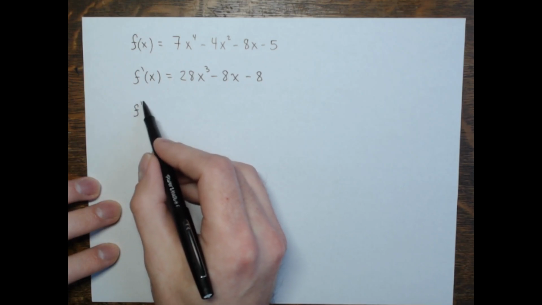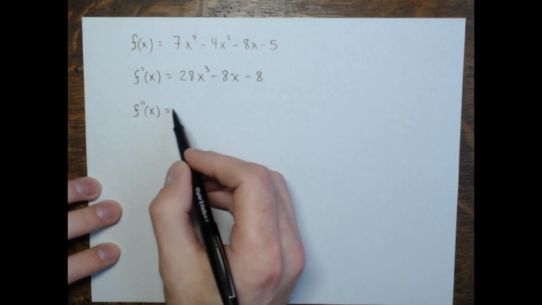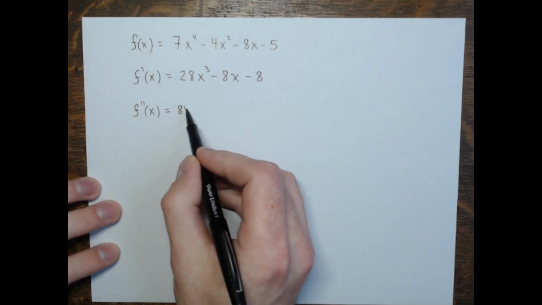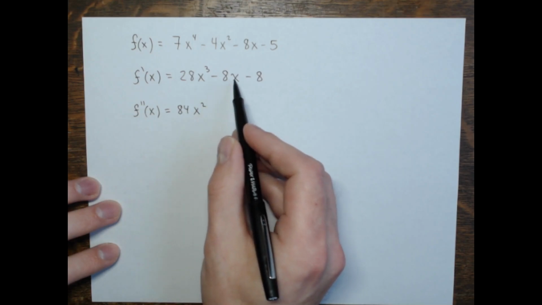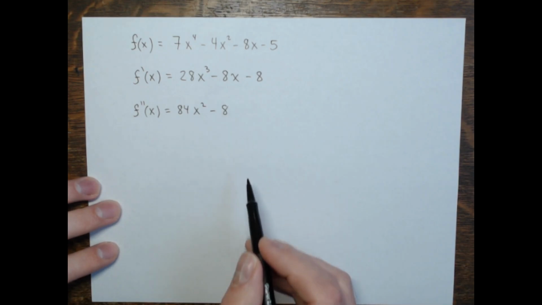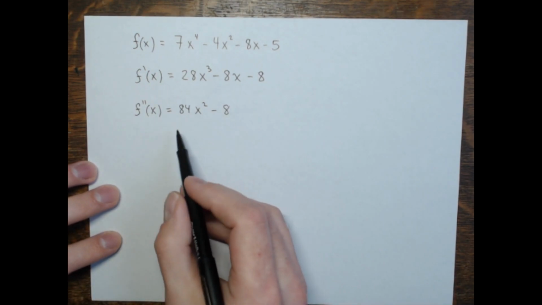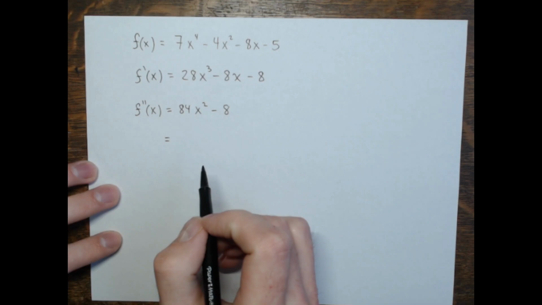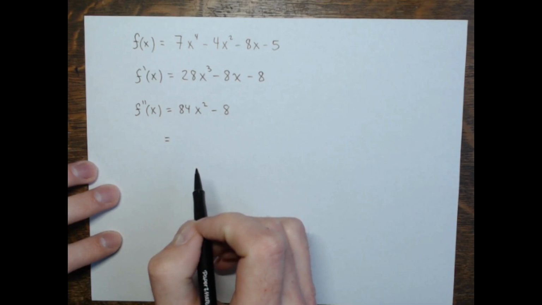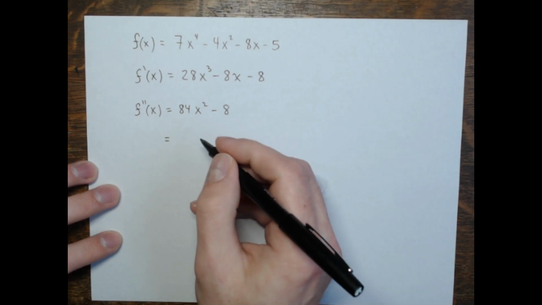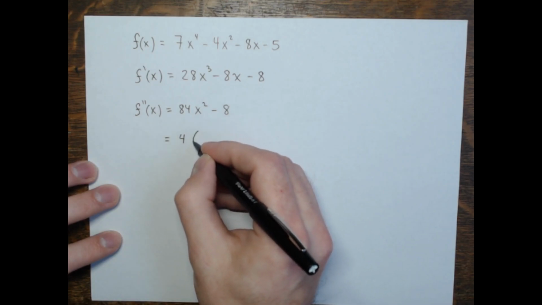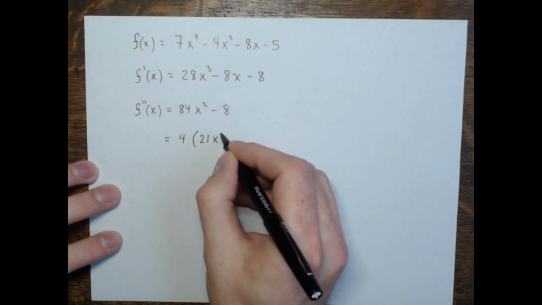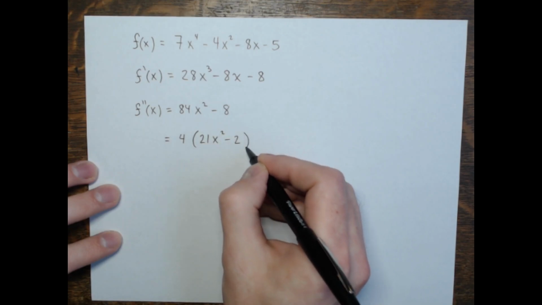And then the second derivative would be, let's see, 84x squared, then just minus 8. And I'll factor some stuff out of here, right? These both have 4 in common. So I'll pull a 4 out, and then we'd have 21x squared minus 2.